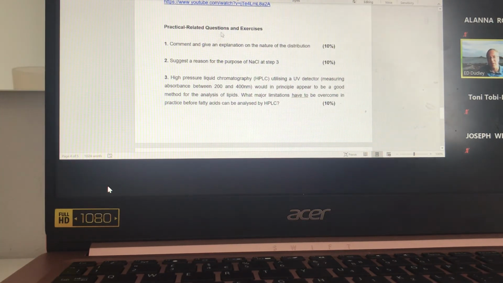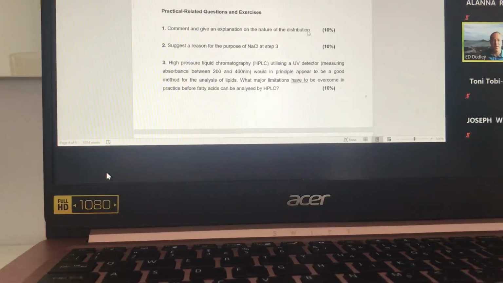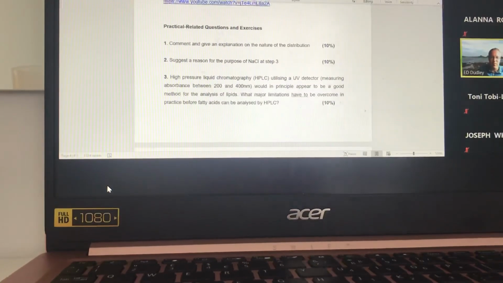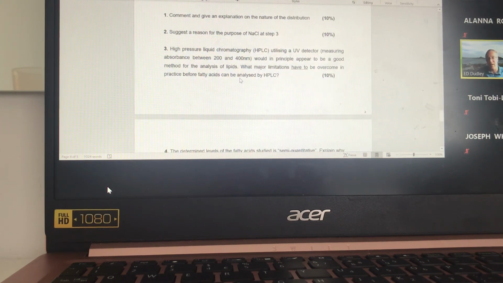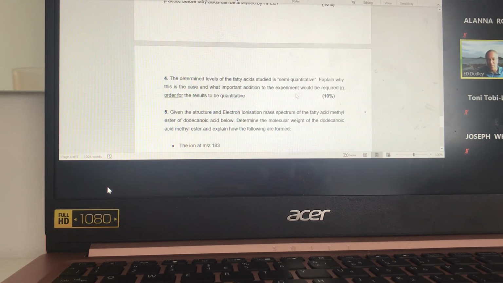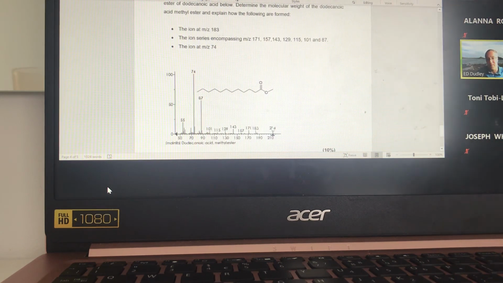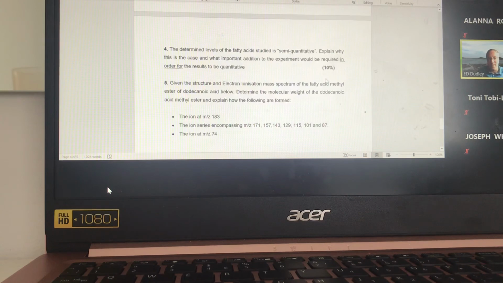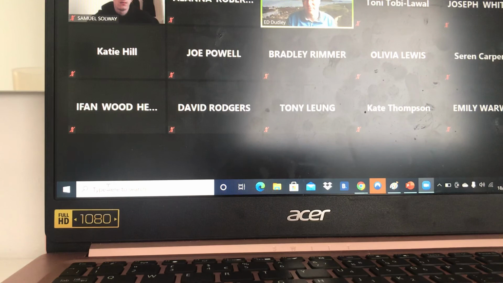Comment and give an explanation of the nature of that hierarchical cluster, why different samples are similar to each other. Look at the method protocol and figure out why it uses sodium chloride. Look at why HPLC is less useful as a method of analysis of lipids. Talk about semi-quantitative analysis and what that means, and effectively interpret the mass spectra of this fatty acid. Tell me where these ions come from. And that's it. That's all you're expected to do. 10% each.